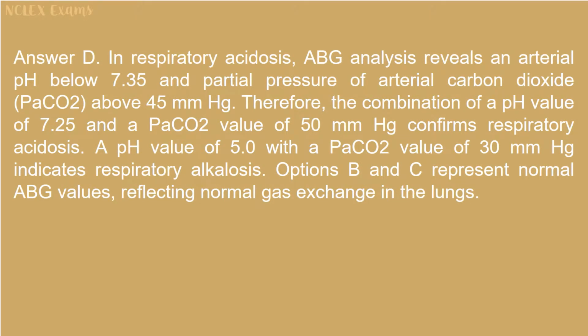Answer D. In respiratory acidosis, ABG analysis reveals an arterial pH below 7.35 and partial pressure of arterial carbon dioxide (PaCO2) above 45 mm Hg. Therefore, the combination of a pH value of 7.25 and a PaCO2 value of 50 mm Hg confirms respiratory acidosis. A pH value of 5.0 with a PaCO2 value of 30 mm Hg indicates respiratory alkalosis. Options B and C represent normal ABG values, reflecting normal gas exchange in the lungs.